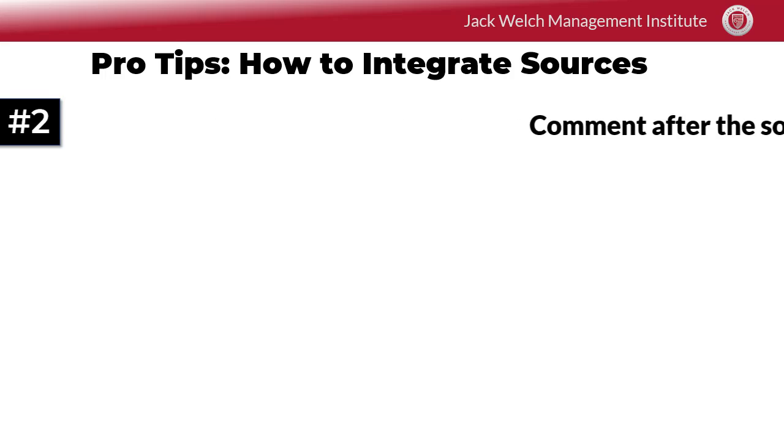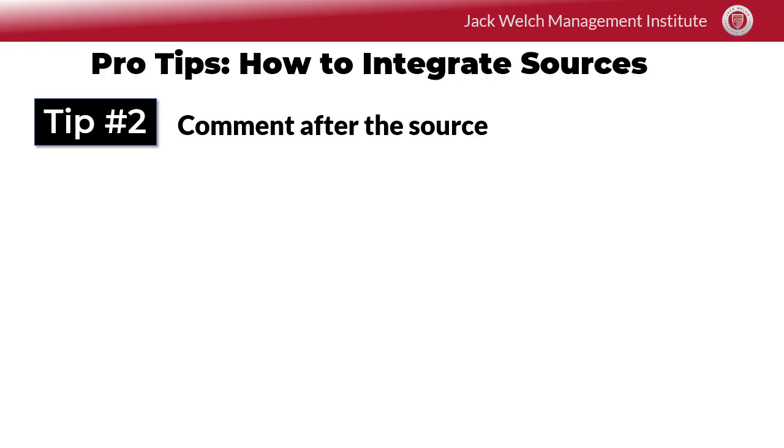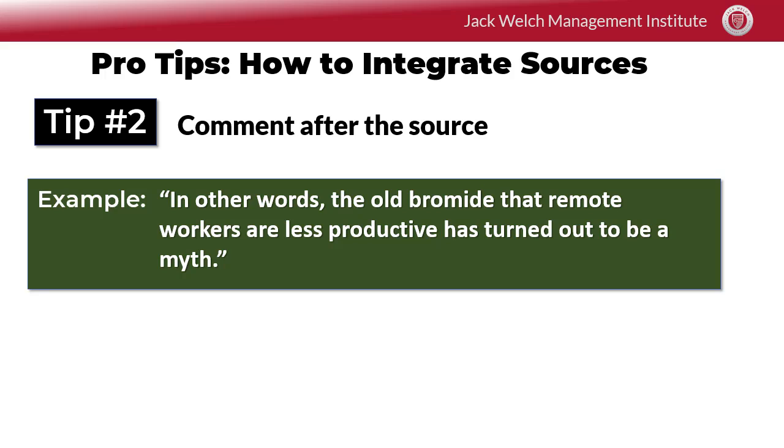Okay, tip number 2. Use commentary after the source to help integrate it. Example. In other words, the old bromide that remote workers are less productive has turned out to be a myth. You see, the phrase, in other words, signals that you're about to comment on what was previously said. So, commenting after a source is another way to blend it into the flow of your thoughts.